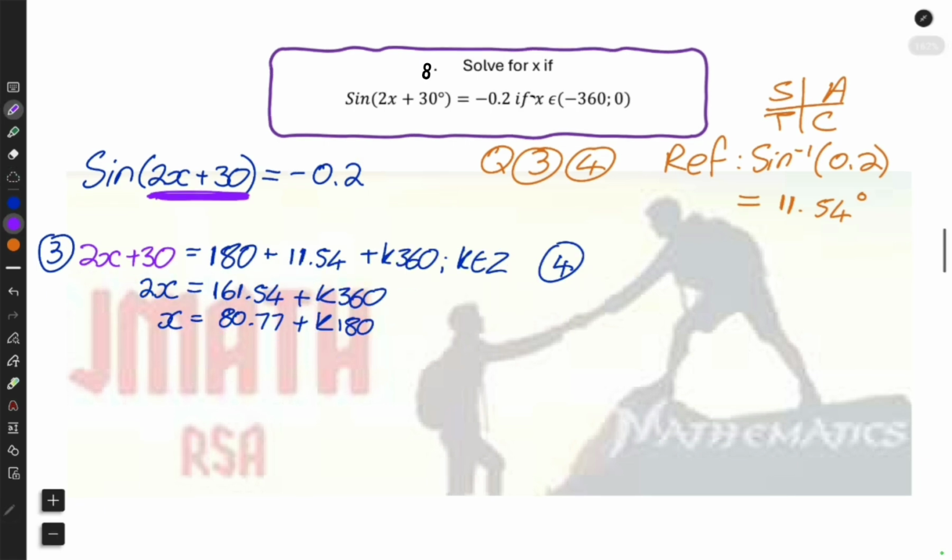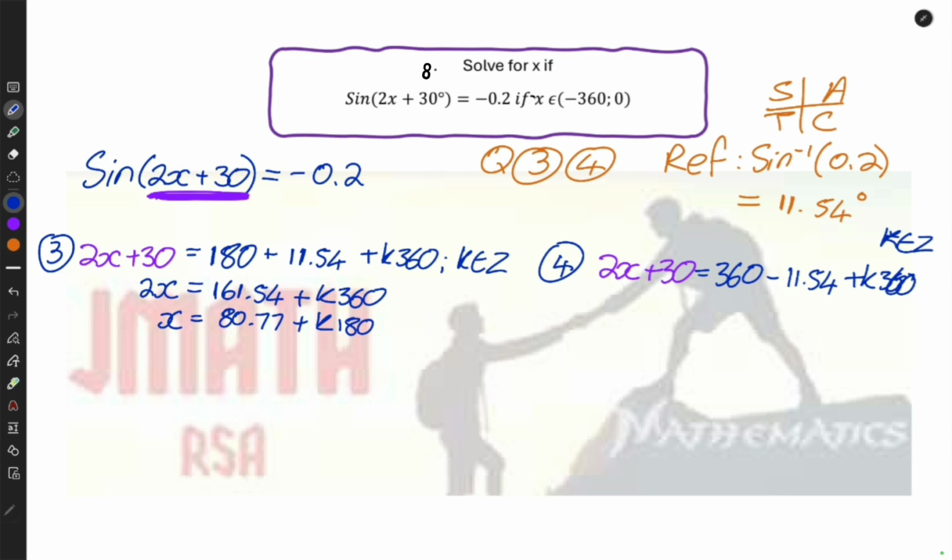So for quadrant 4, I again start with the 2x plus 30, but now it's the fourth quadrant, so 360 minus reference angle, 11.54, plus K 360, and I need to remember to add the K element of Z. Okay, I need to get x alone. I'm going to move the 30 over and type the rest in my calculator. So this would then just be 318.46 plus K 360. Divide everything by 2, and the answer is then 159.23 plus K 180.